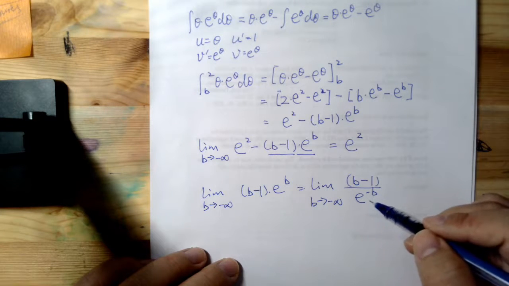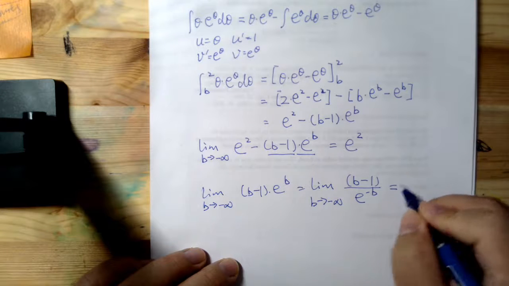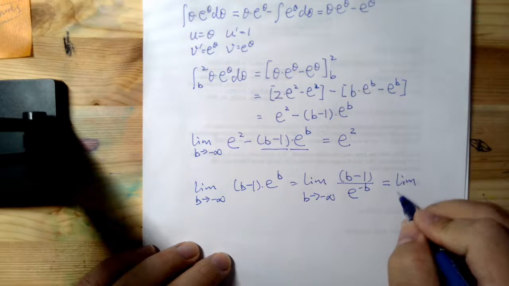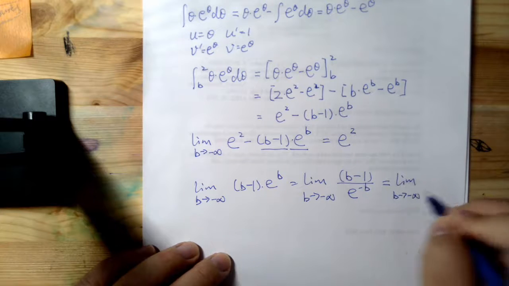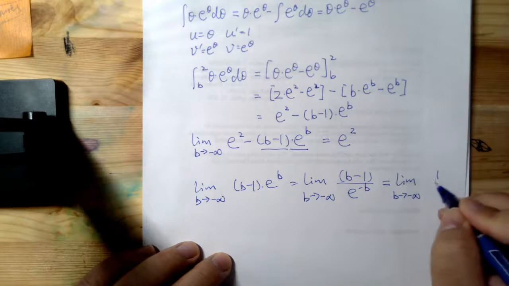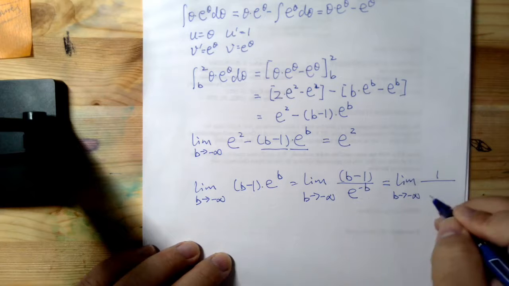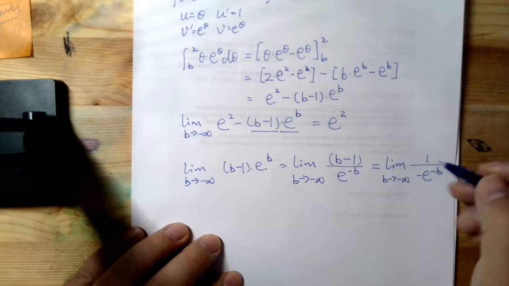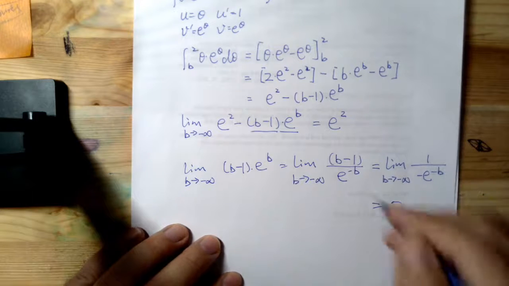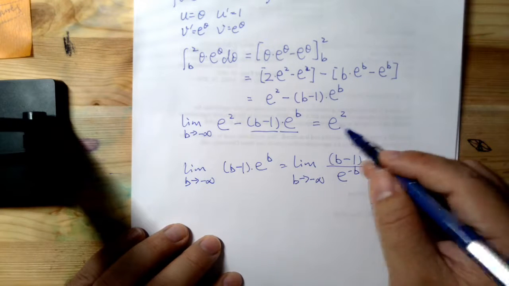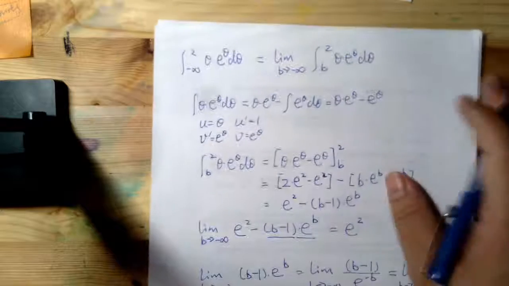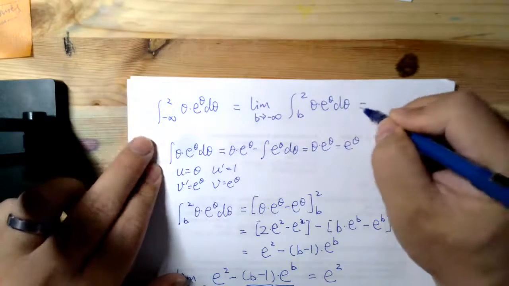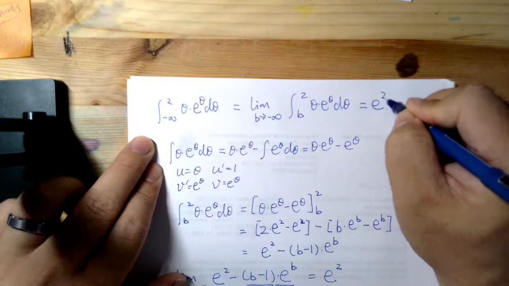So it's also infinity. So for here, we can apply L'Hopital's rule. It gives us the limit as b goes to negative infinity of 1 over the derivative of the bottom, which is negative e to the power of negative b. It turns out this result is 0. So that's why the whole thing equals 0. So going back to here, what we get here is e squared.